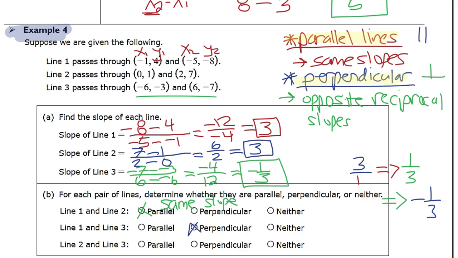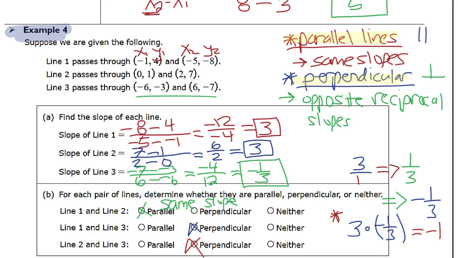Another way to do that is if I do 3 times negative 1/3, if that equals negative 1, that also is another way to do it. So 3 times negative 1/3 is negative 1, therefore it is perpendicular. And we also notice that those are the same things, 3 and negative 1/3, so that's also going to be perpendicular for lines 2 and 3.